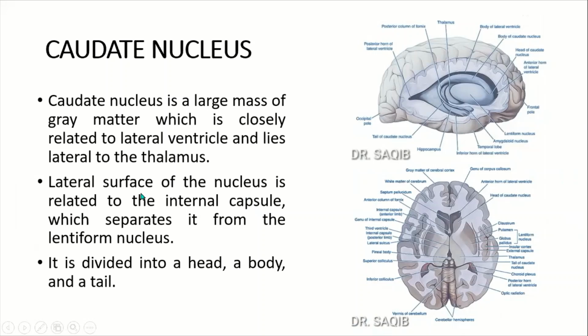Lateral surface of the nucleus is related to the internal capsule, right? I told you already that the lateral surface of the caudate nucleus is related to the internal capsule, which separates it from the lentiform nucleus, right? It is divided into a head, a body, and a tail.